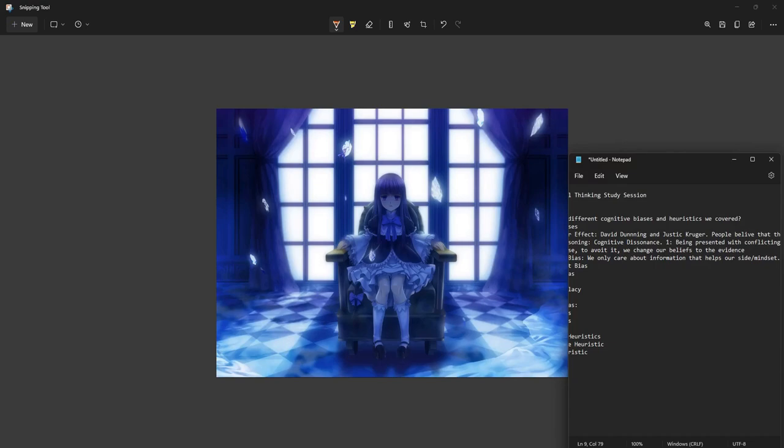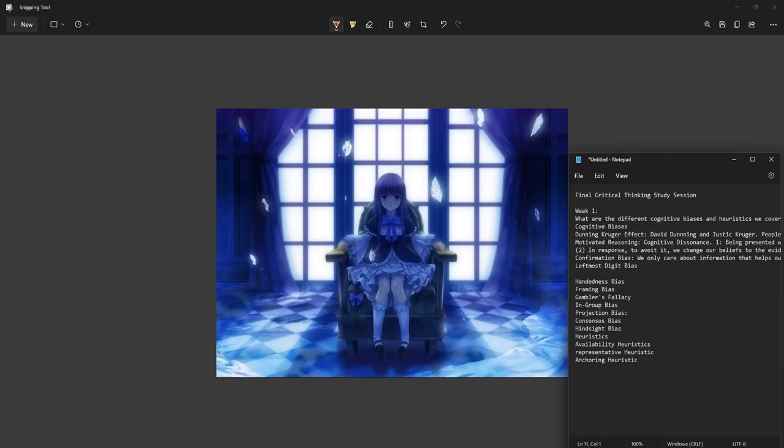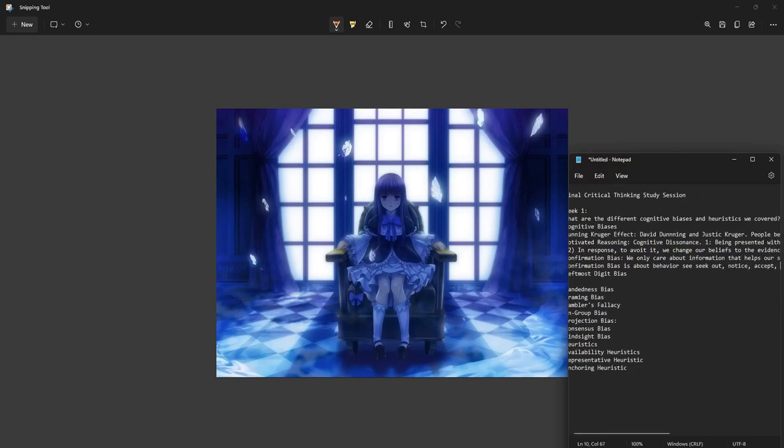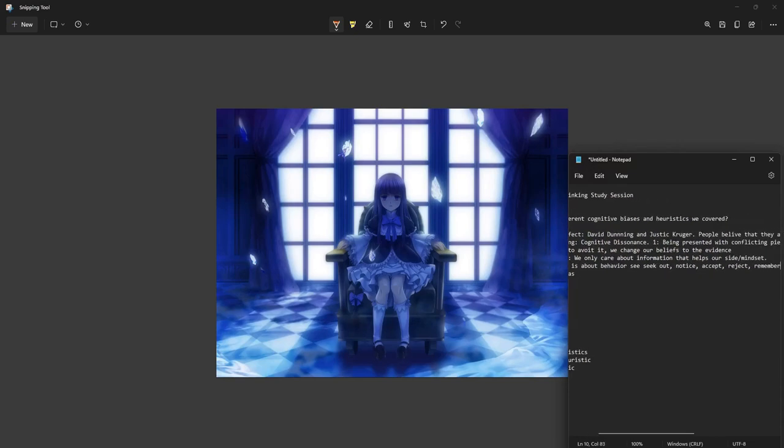Now, this is not to say that confirmation bias nor motivated reasoning are the same thing. In fact, they're quite different. Confirmation bias is not about reasoning, it's about behavior. Behavior to seek out, notice, accept, reject, remember, or forget things. This is all in the name of creating salience of ideas rather than justifying them.